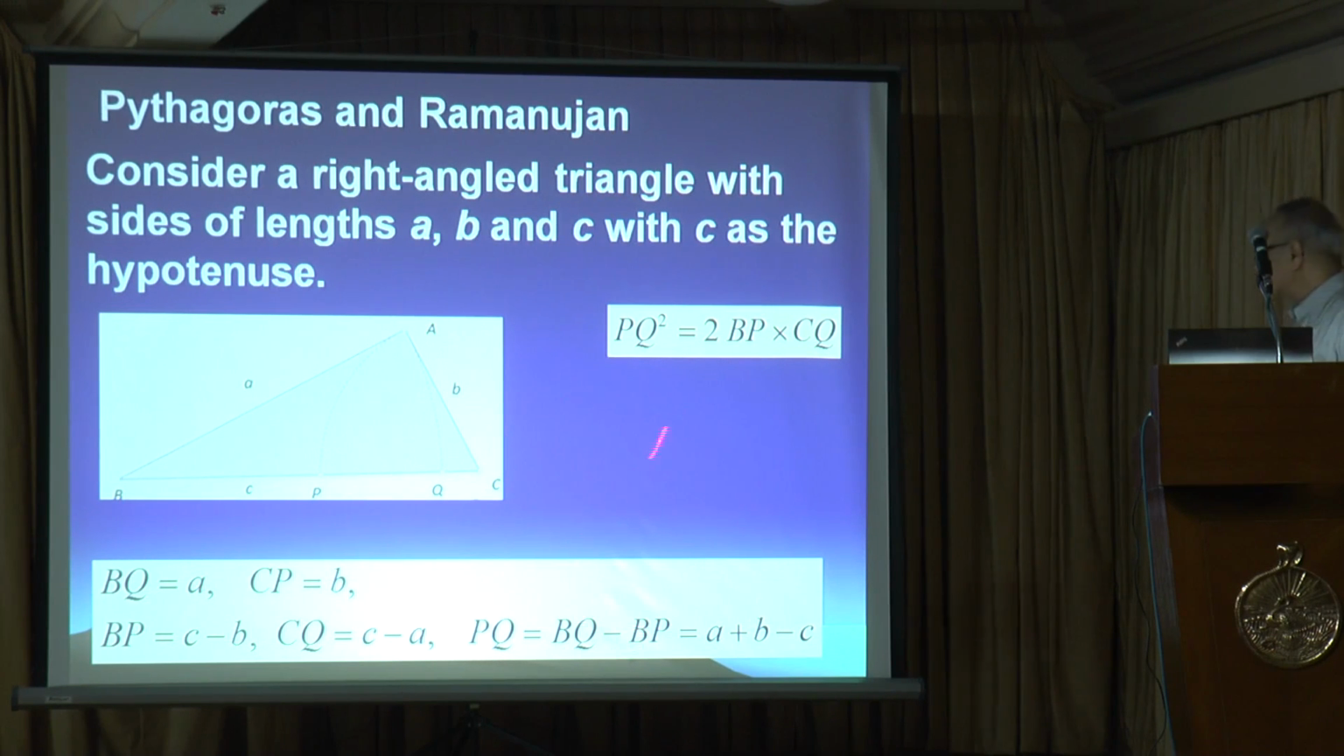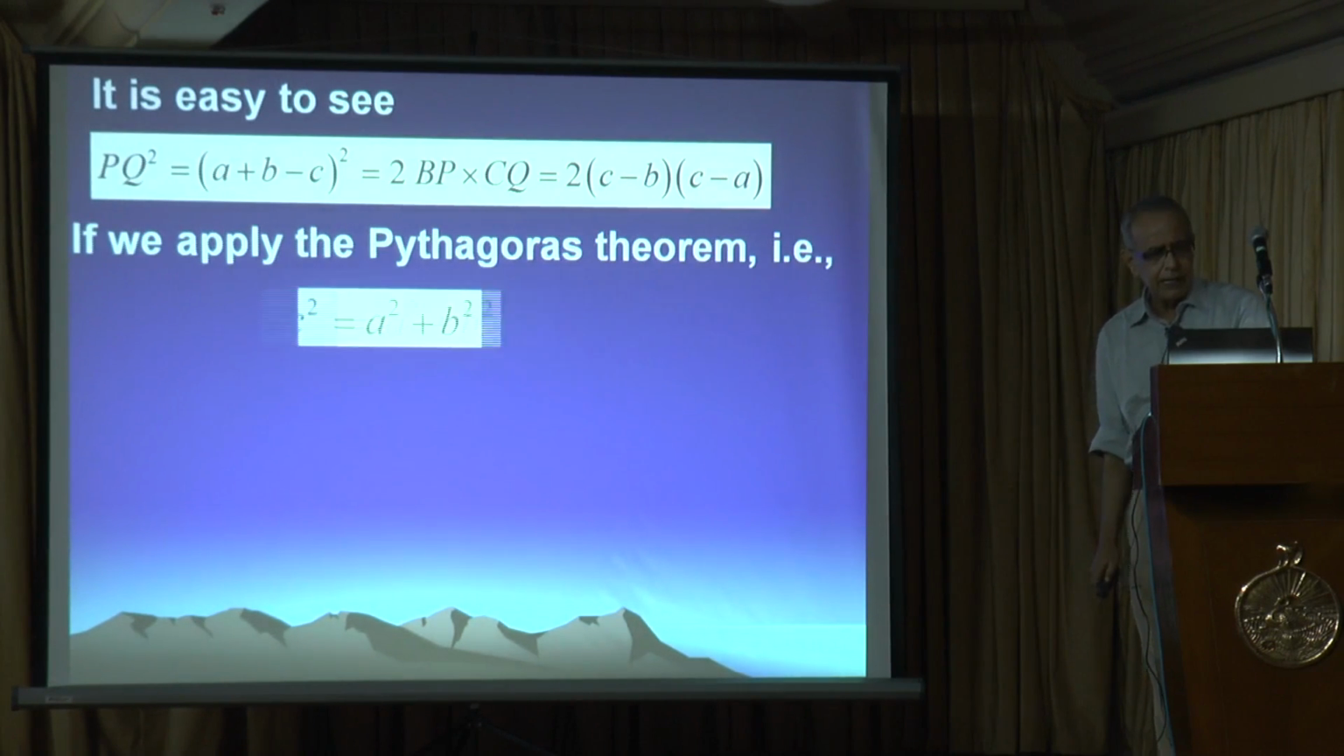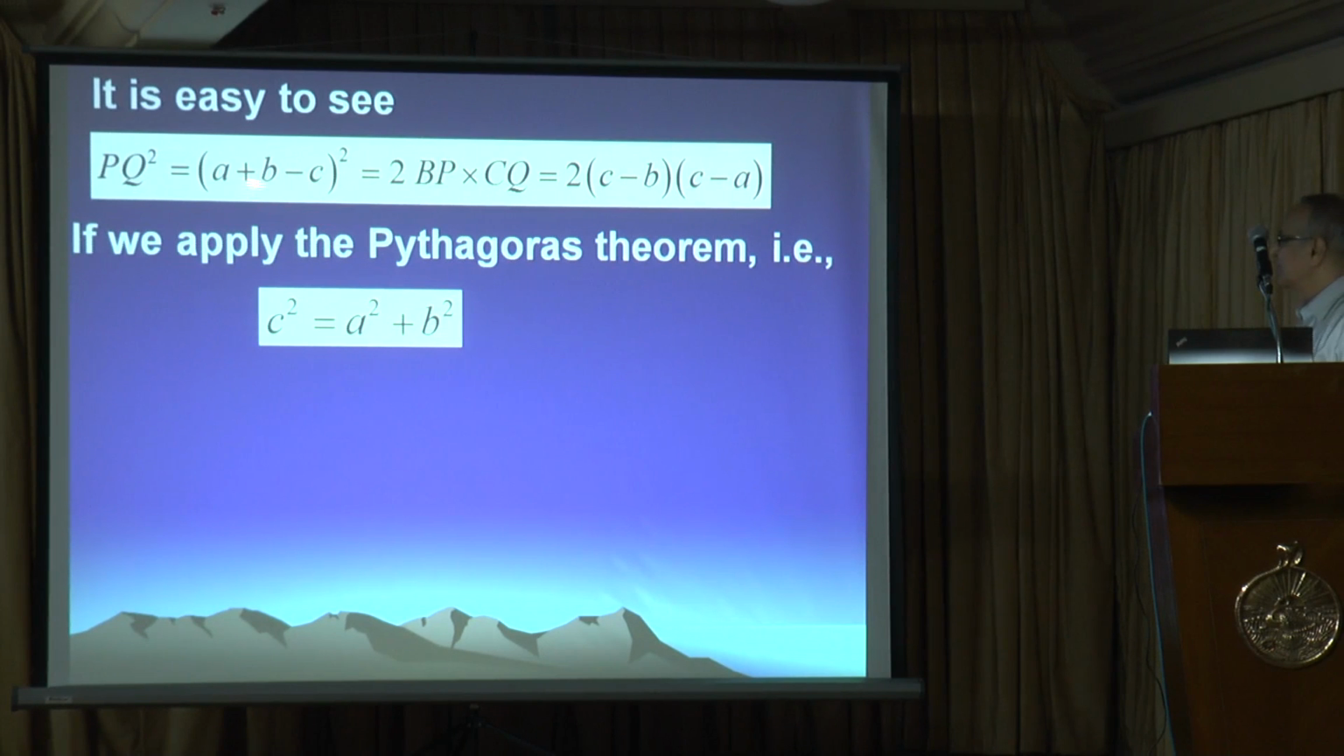So you can easily check this, that with this result, PQ square will be twice BP into CQ, if we remember Pythagoras theorem, that C square is A square plus B square. You can expand this A square plus B square plus C square, and for 1 C square you write A square plus B square, so you get 2 C square, and the product terms come easily.